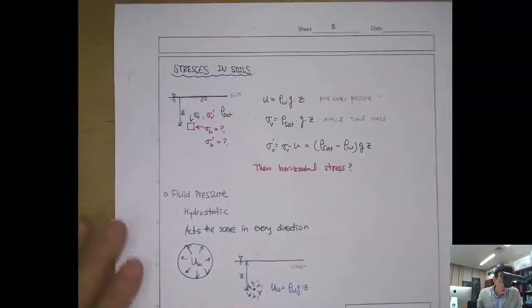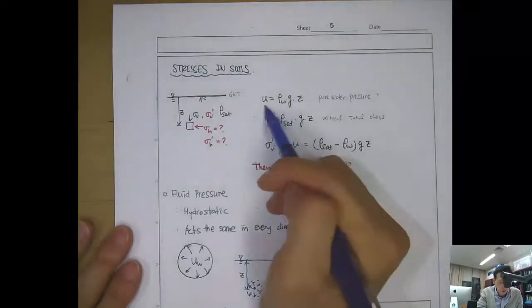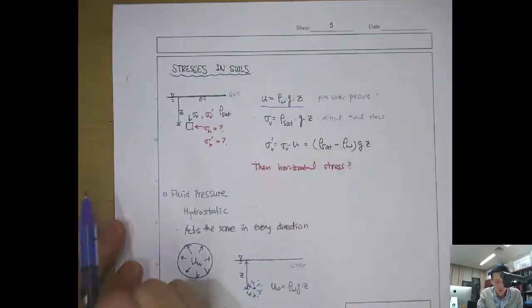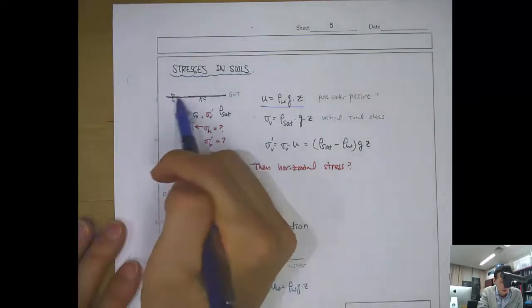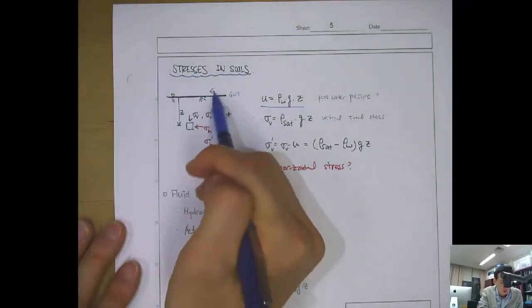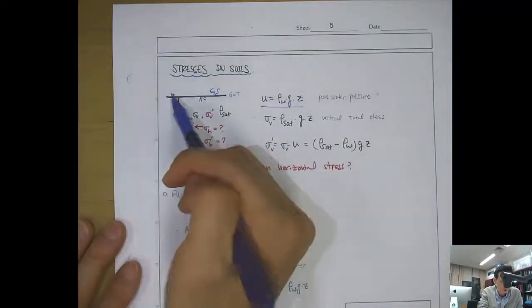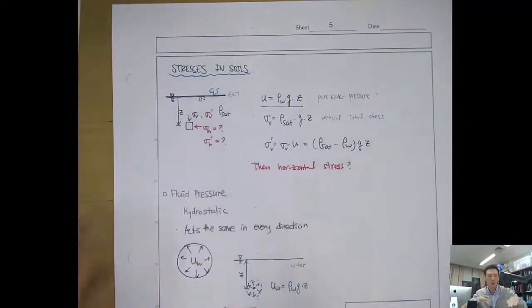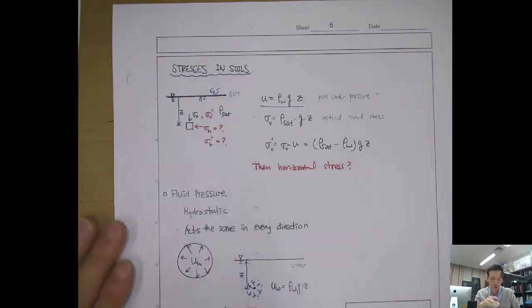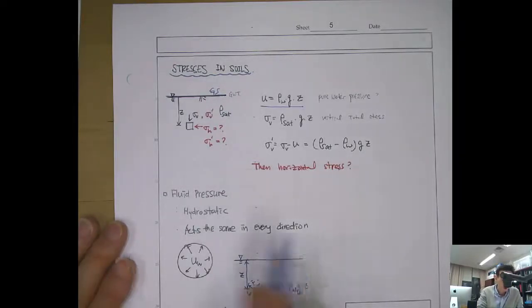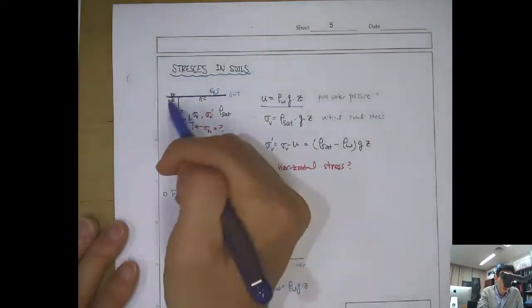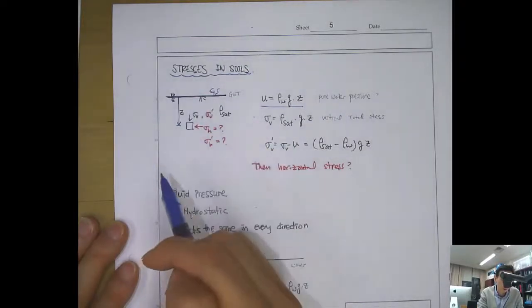Then stresses in soil again. So we've seen the pore water pressure, right? If we have a ground surface here, and at the ground surface we also have a water table. You can think of the case that you have mud, right? Then there's some water, and just beneath the water you have the ground surface. So it's fully saturated from the surface.